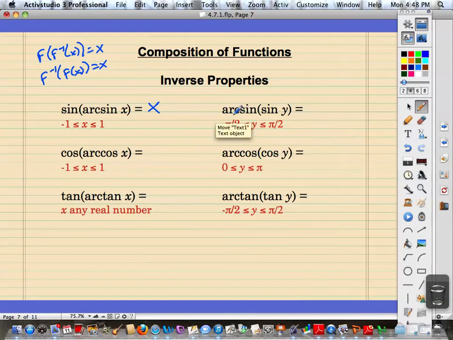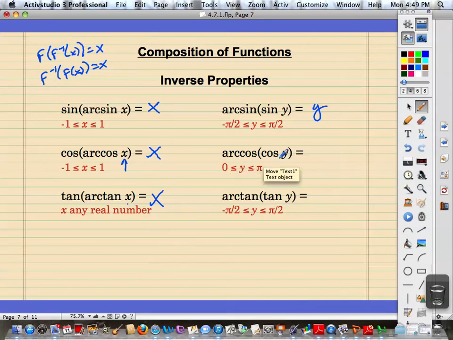If I flip it around and take the arc sine of sine y, where y is going to be some angle, some theta, some radian measure, as long as y is between negative pi over 2 and pi over 2, I'm just going to get the same value as y. And the same thing is going to hold true for the rest of the inverses. If I take the cosine of the arc cosine, as long as this value of x in here is between negative 1 and 1, I'm going to get x. If I take the tangent of the arc tangent, it doesn't matter, x could be anything, I'm still going to get x.